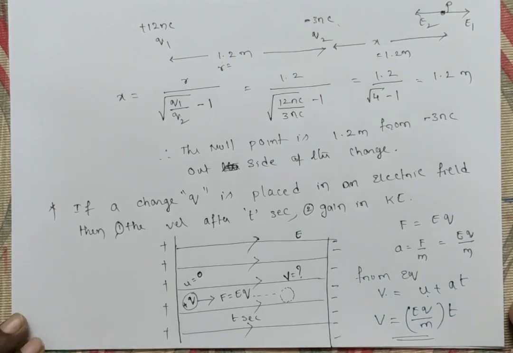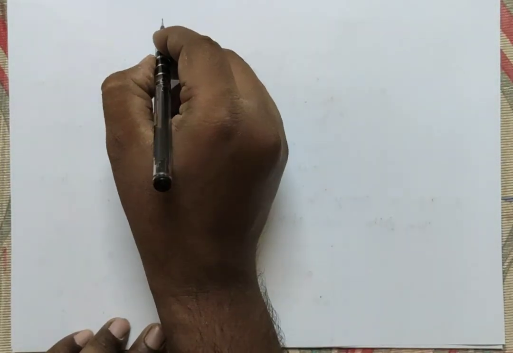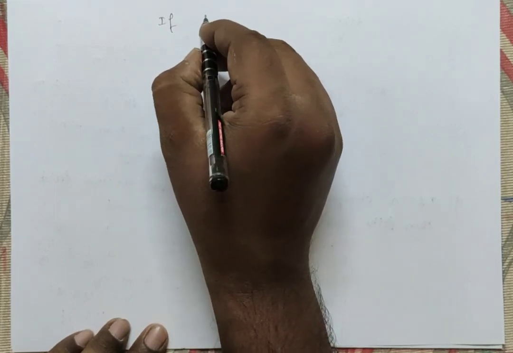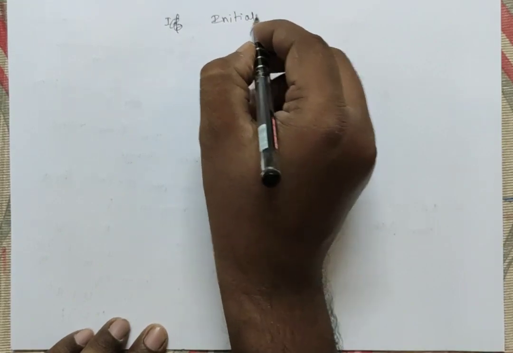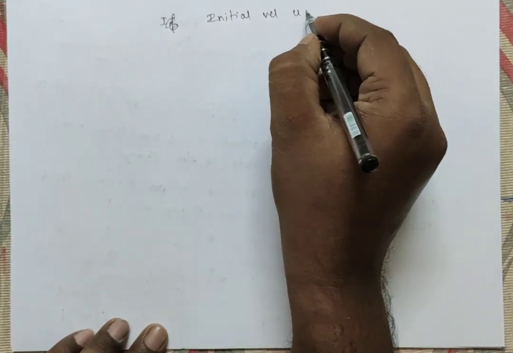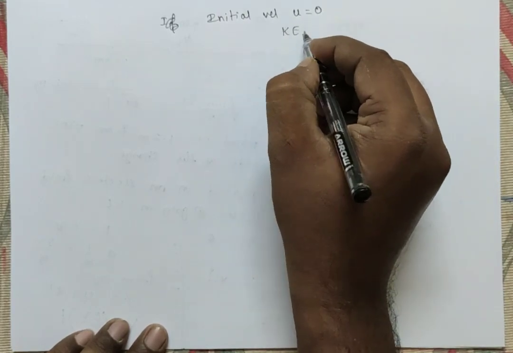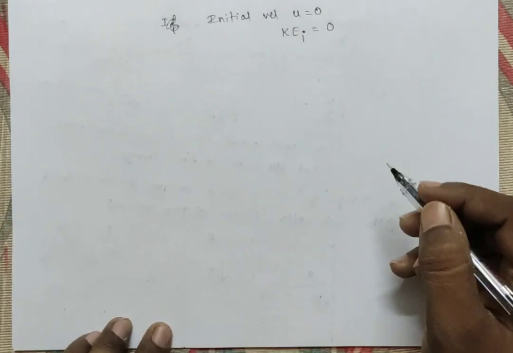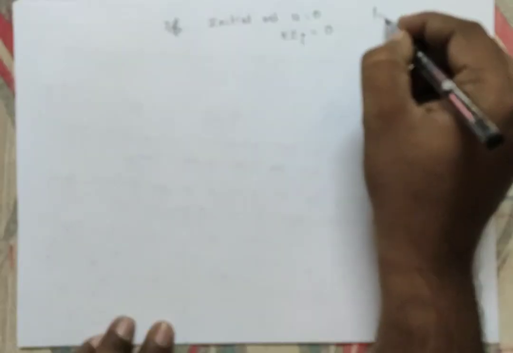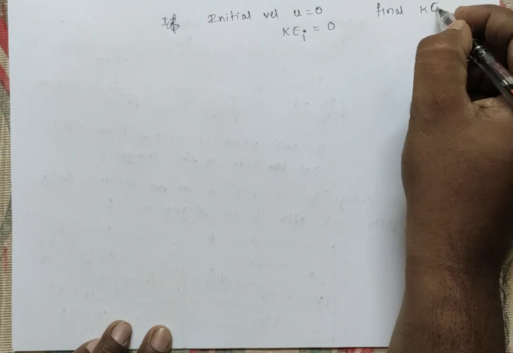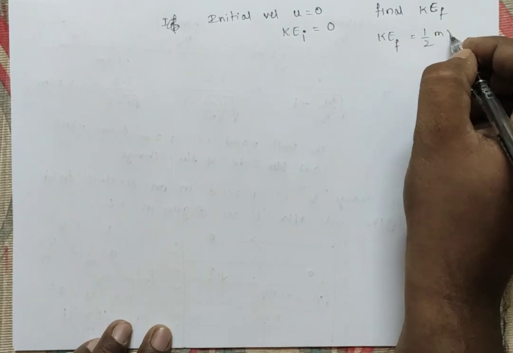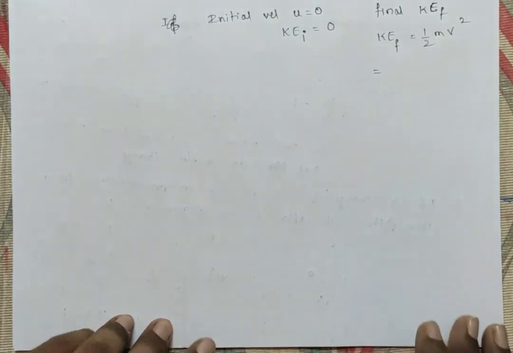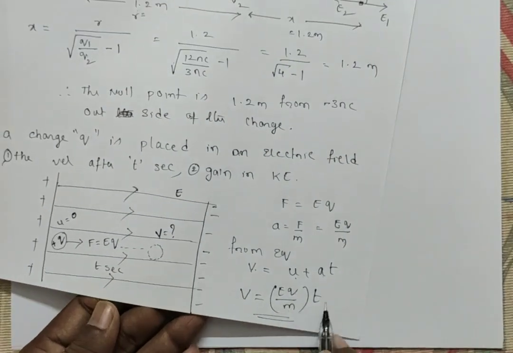Initial velocity u equal to 0, so initial kinetic energy KEi is 0, since velocity 0 means kinetic energy is 0. Final kinetic energy KEf equals half m v square. V we already discussed: v is nothing but EQ by m into t.